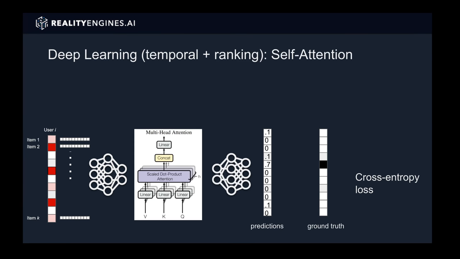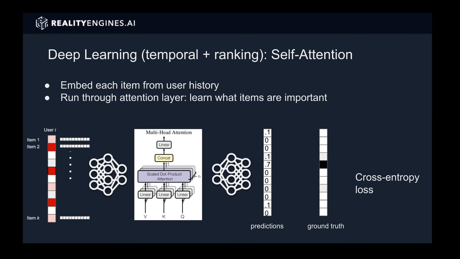Okay. So I'll talk about one more approach, and this is self-attention. This is very similar to the previous approach, but we replace the GRU with the attention layer. If you're familiar with natural language processing literature, a similar thing happened there where people were using RNNs all the time, and then they realized they can just use attention layers and they actually work better. So similar things true for recommender systems. We can just replace the RNN with attention layers.